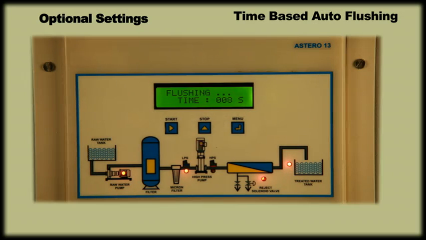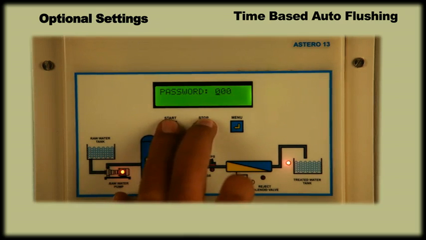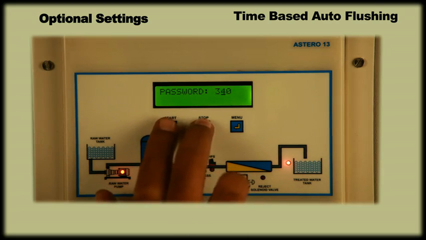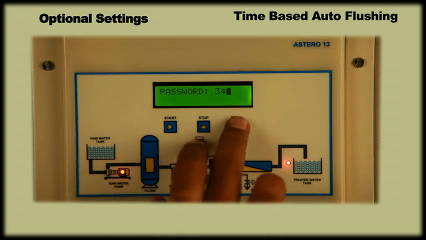Time-based auto flushing. Besides the startup and shutdown flushing, one can enable time-based flushing. Here is how we can do the settings for this periodic flushing. Enter password 345 and press Menu. Now the display will show flush operation.